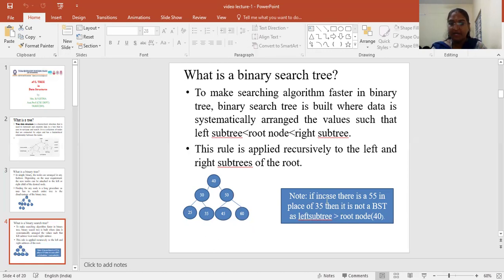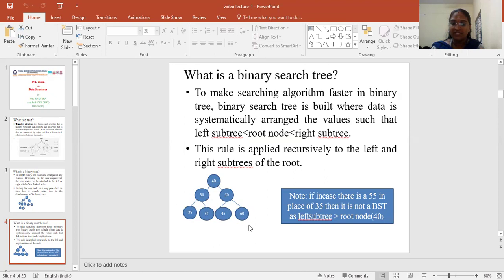For example, if in case of 35 we have 55, the 55 node, then is it called a BST? No, this is not called a BST. It's a non-binary search tree, as the value of the leaf node is more than the root node. As 40 is less than 55, this is not considered a binary search tree.